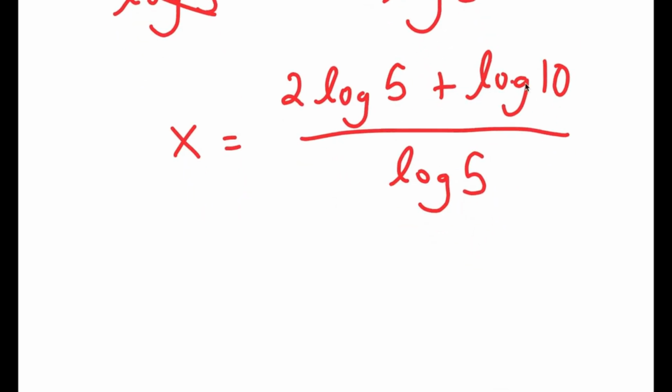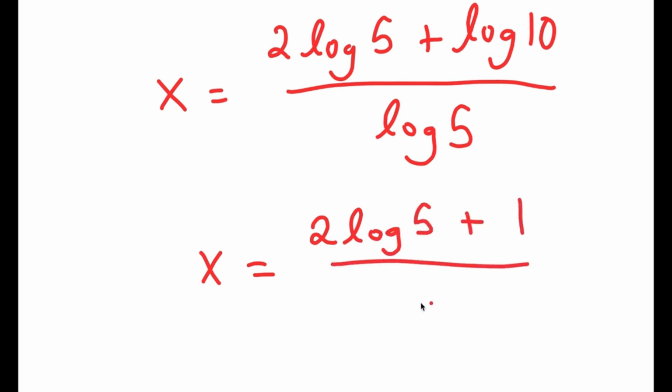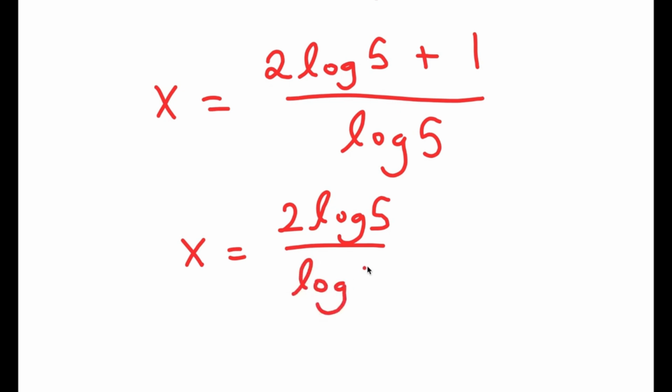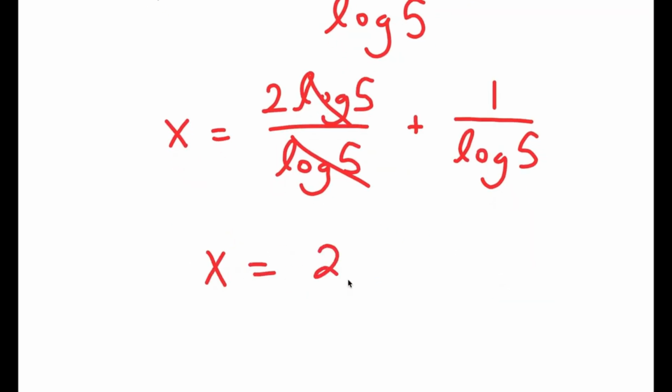Now, if you guys already know, log 10 is equal to 1. So now I get x is equal to (2 times log 5 plus 1) over log 5. And this is the same thing as 2 times log 5 over log 5 plus 1 over log 5. Now these two log 5s cancel out, so I get x is equal to 2 plus 1 over log 5.